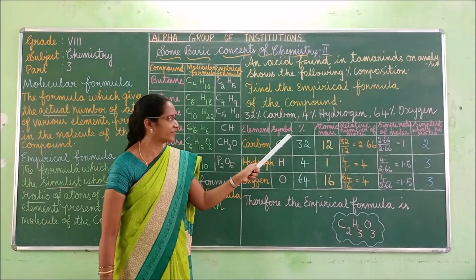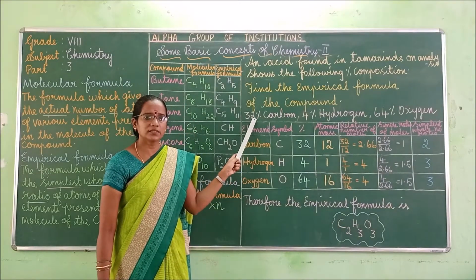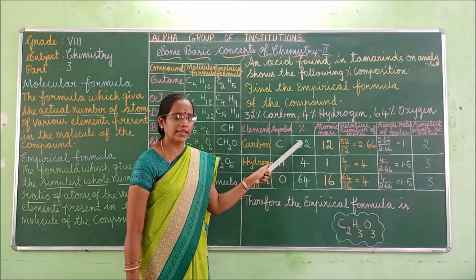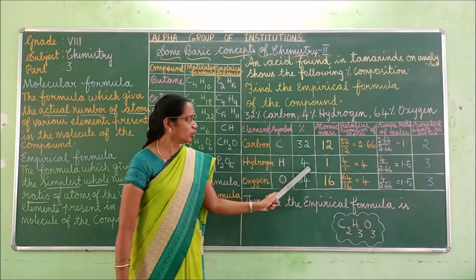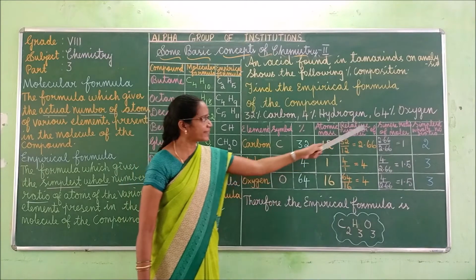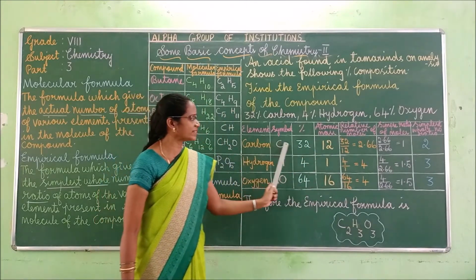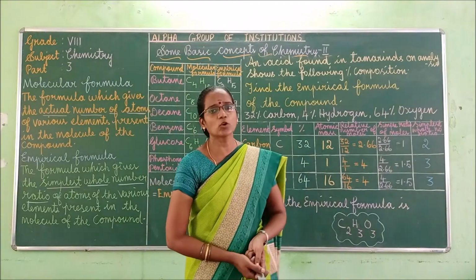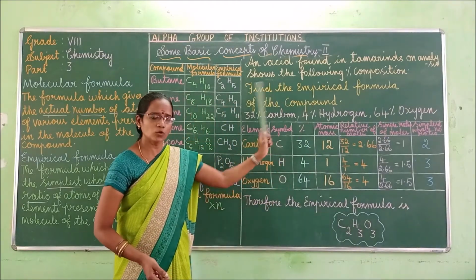Next one, you have to mention the percentage. What percentage is given for carbon? It is 32%. Next one for hydrogen, 4%. And next one oxygen, 64%. All these first 3 columns are given in the question itself, isn't it? So you have to copy down from the question.